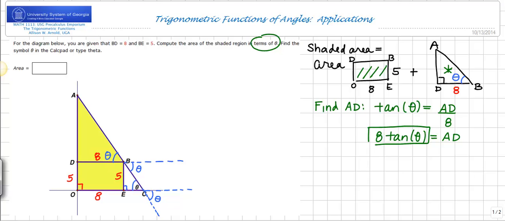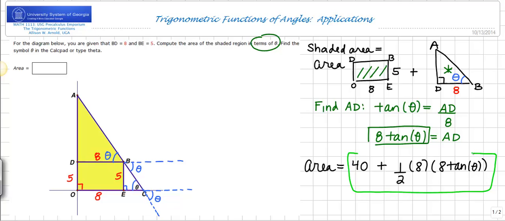So if I go back to my area concept, then the shaded area is the area of the rectangular region plus the area of the triangular region, which is 1/2 its base times its height. And again, we were told it was fine for the answer to depend upon theta. And so we're done. We're complete.